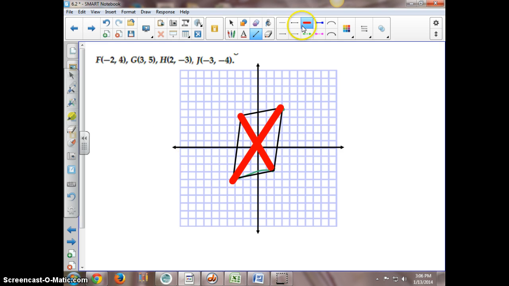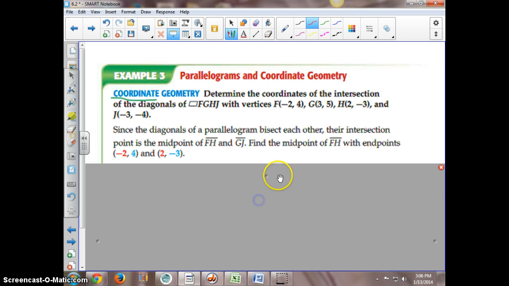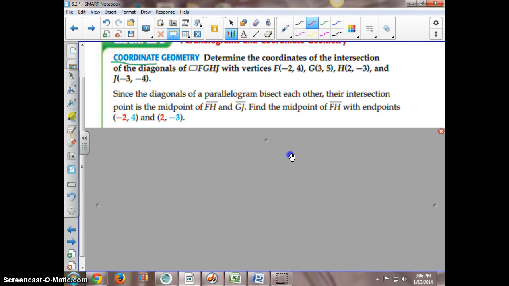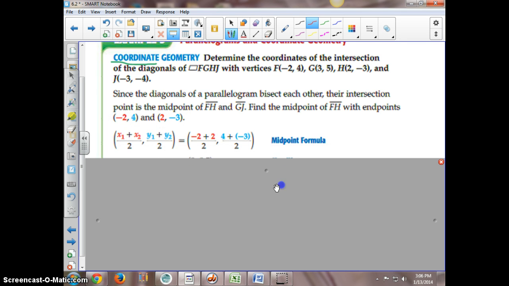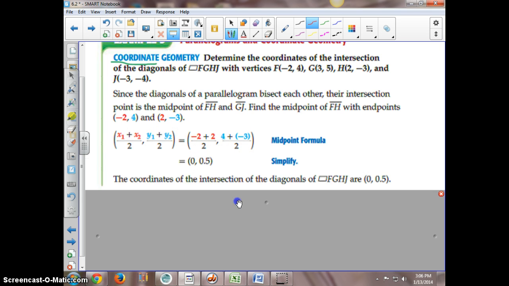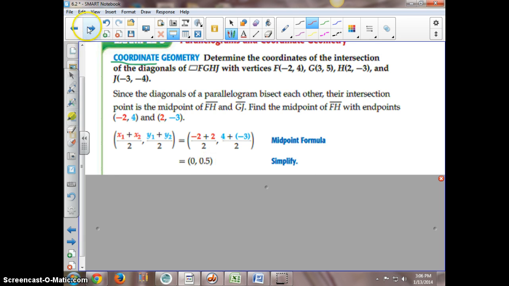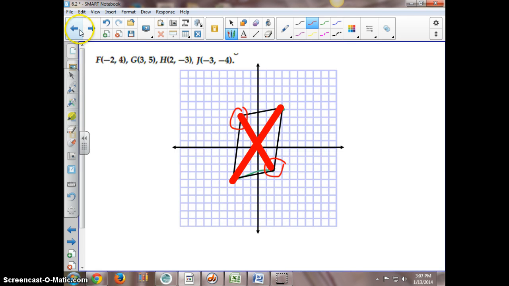So I want to start by focusing on 2 points that actually are across from each other. So I would maybe focus on, let's see, -2, 4, and let's see, 3, nope, not that one, 2, -3, or these 2 points. And then we're just going to find the midpoint of them because we know that they bisect each other, and that will find our point of intersection. So, for example, we could take -2, 4 and 2, -3, find the midpoint. Remember, we add up the x's and divide by 2, add up the y's and divide by 2, and that gives us 0, 0.5. When we look at our graph, does that look approximately right? It sure does.